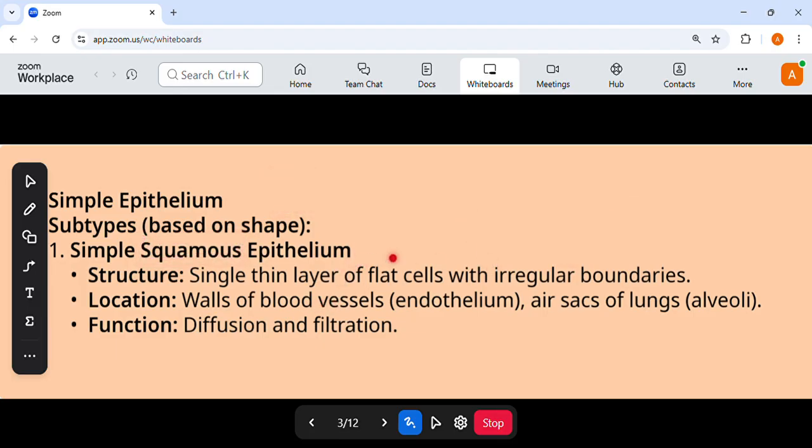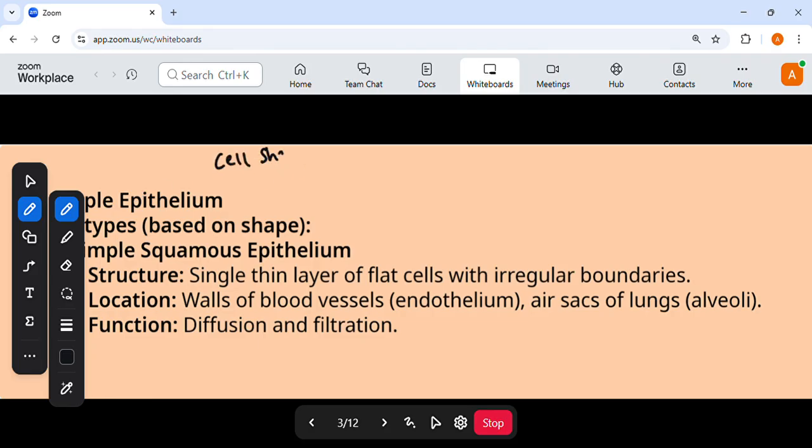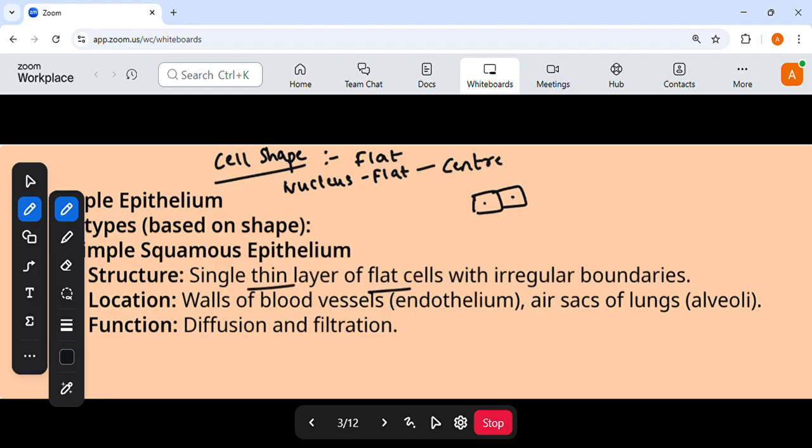ठीक है. The cells are flat. What is the cell shape? Based on shape we are dividing. Okay, so here the cell shape is flat and nucleus is also flat shape. Okay, nucleus is also flat shaped and it is present in center, located like this. Single thin layer of flat cells with irregular boundaries. Again, the boundaries will be irregular, not a regular boundary. Like this it will be.